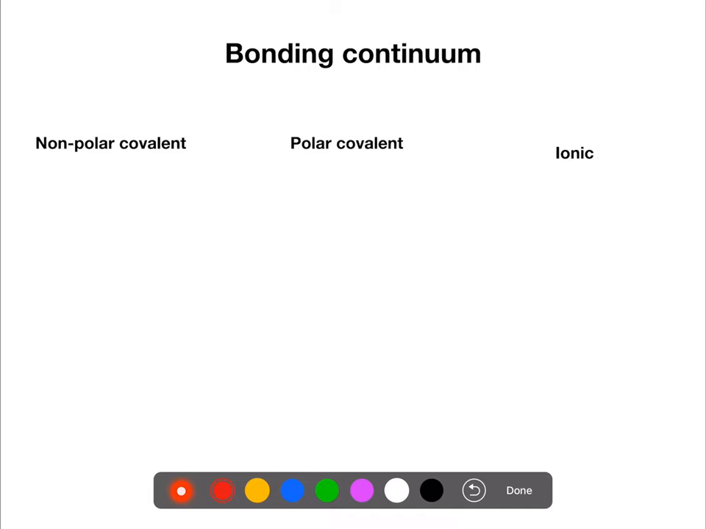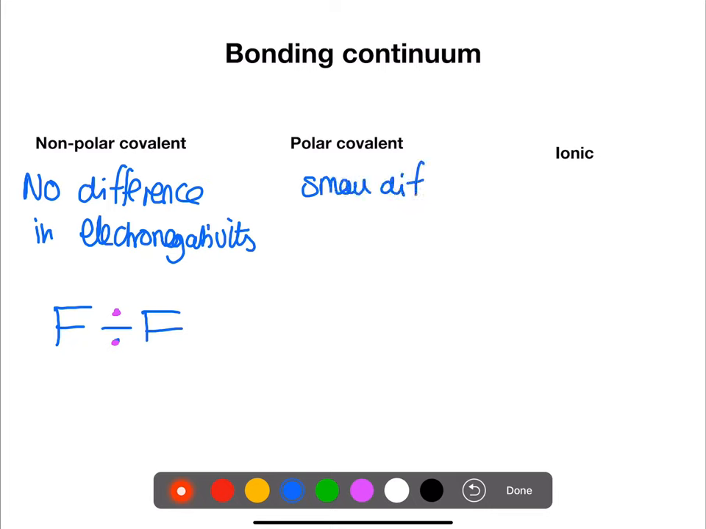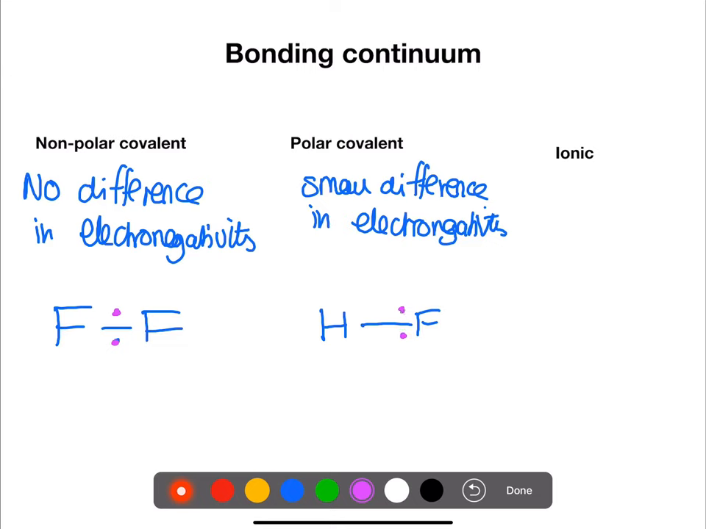Using this information, we can place bonding onto a continuum. At the extreme left here, we have non-polar covalent. This is where we have no difference in electronegativity. For example, in a fluorine molecule, which is diatomic, they both have the same electronegativity, and therefore the electrons are equally shared between the two fluorines. Polar covalent molecules occur when there is a small difference in electronegativity. For example, if we had hydrogen bonded to fluorine, in this case, the fluorine is more negative than the hydrogen. And then finally, ionic is where there is a very large difference in electronegativity.